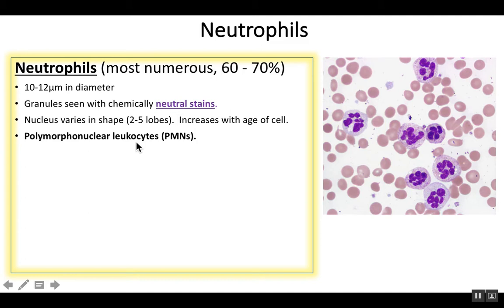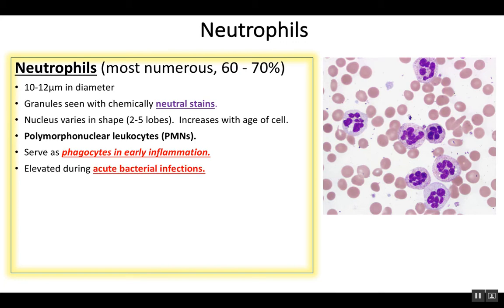They're often referred to as polymorphonuclear leukocytes, or PMNs. That's because their nuclei come in different shapes. Their major job is to help during inflammation. What they do is they will help phagocytose bacteria. They will be found to be elevated when an individual has an acute bacterial infection.